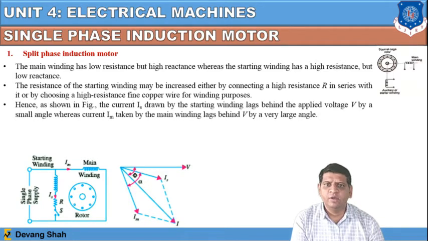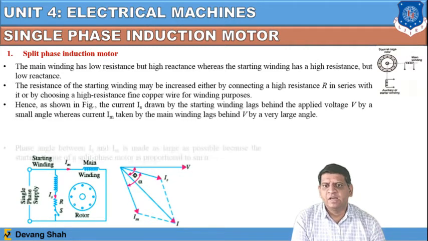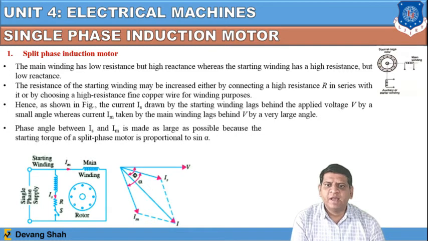Hence, as shown in the figure, the current Is drawn by the starting winding lags behind the applied voltage V by a small angle, whereas the current Im in the main winding lags behind V by a very large angle. So the phase angle between Is and Im is made as large as possible, because the starting torque of a split phase motor is proportional to sine phi.